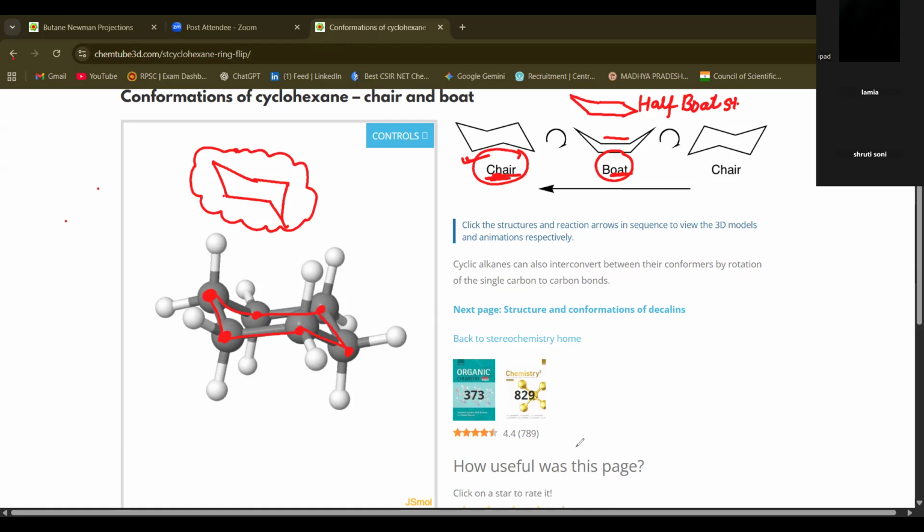Okay. Got it. Yeah. That's so interesting that it looks like that in 3D. 3D is more interesting as compared to 2D.